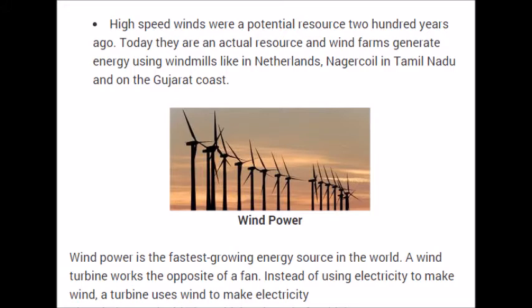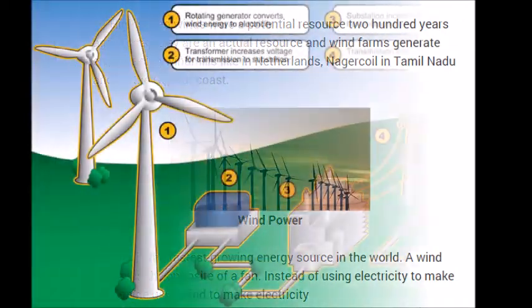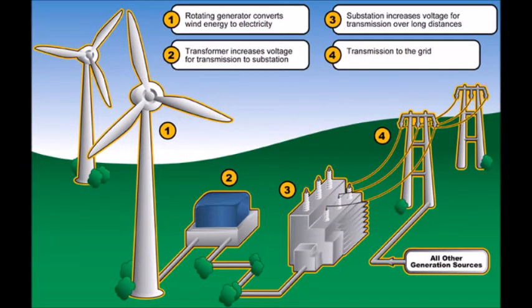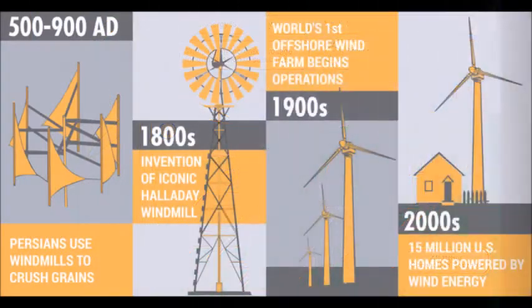A wind turbine works the opposite of a fan. Instead of using electricity to make wind, a turbine uses wind to make electricity. The wind turns the blades, which spin a shaft, which connects to a generator and makes electricity. The electricity is sent through transmission and distribution lines to a substation, then on to homes, business houses and schools.